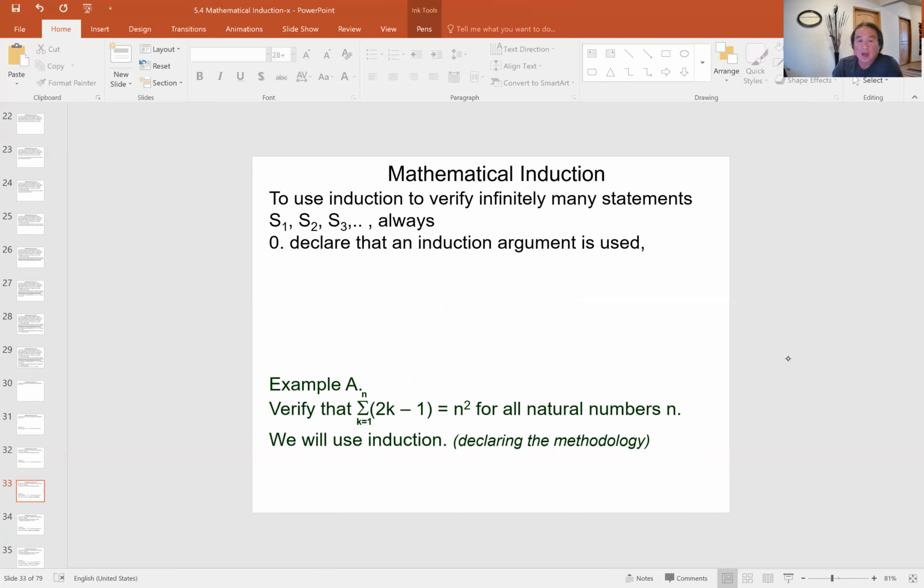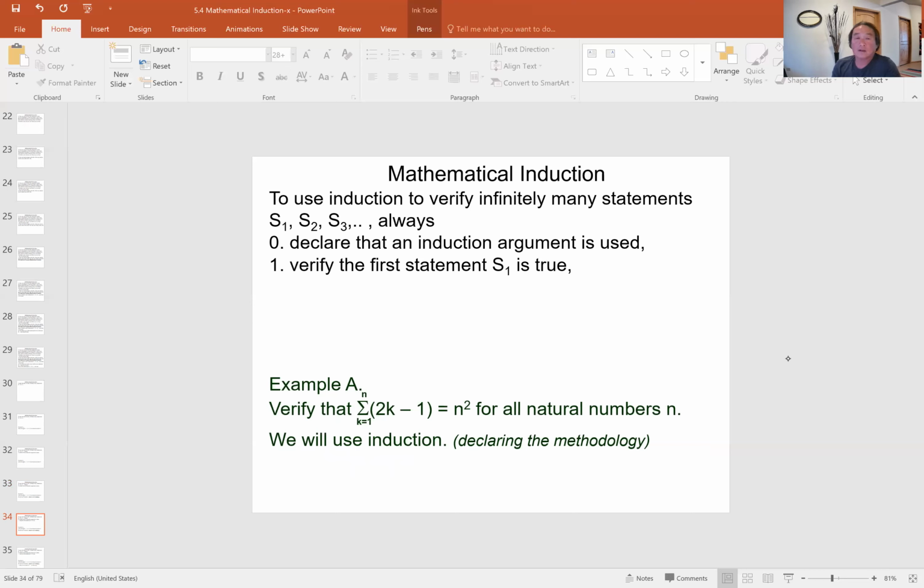Okay. And mathematical induction is a very formal argument in the sense that if you're going to use it in mathematics, you have to declare to your readers, I'm going to use mathematical induction. Hence, I'm going to check the first case. I'm going to check the case that Sn implies Sn plus 1. Okay? So we'll have to state that. We're using induction to prove this.